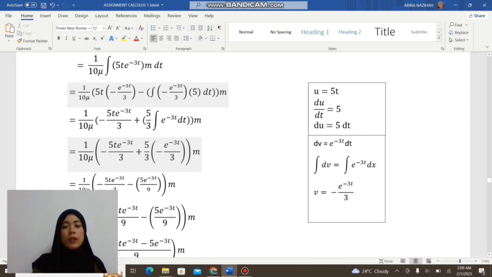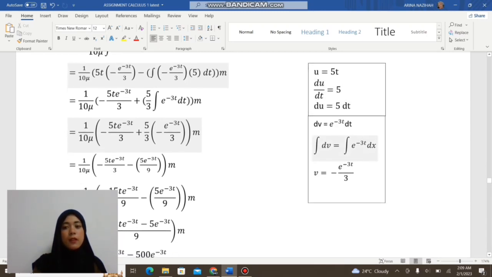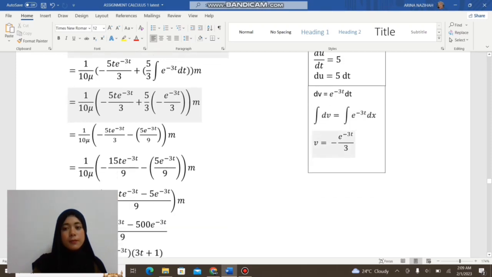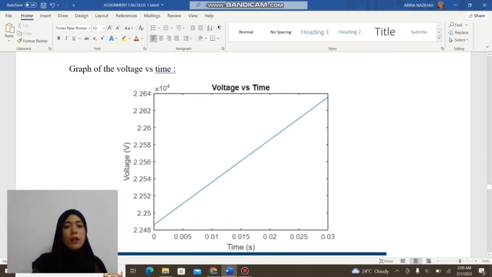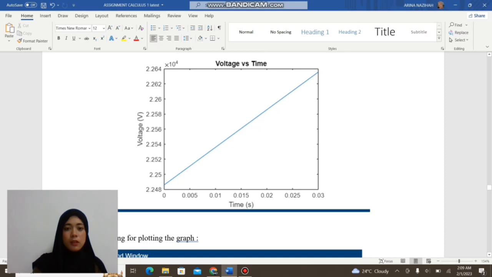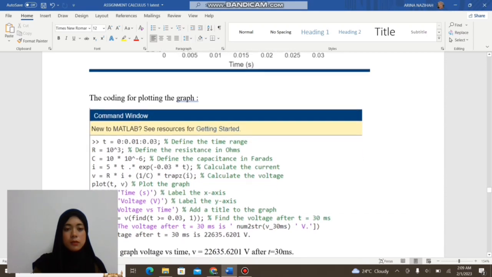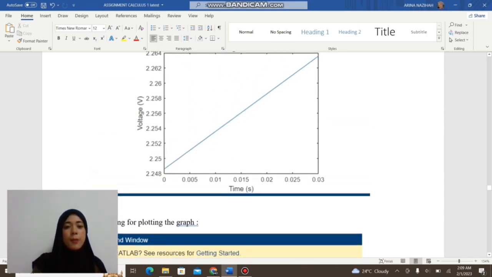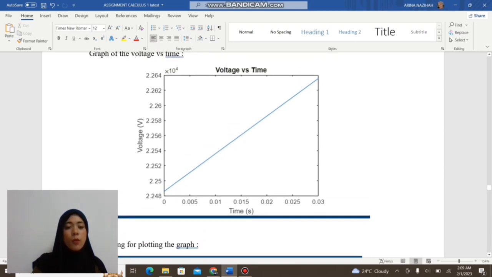So this is how we differentiate this. We differentiate and we got this, and we integrate and we got the answer here. This is the graph of the voltage versus time. The graph depends on voltage V, which is the y-axis, not at 0, but in this area.